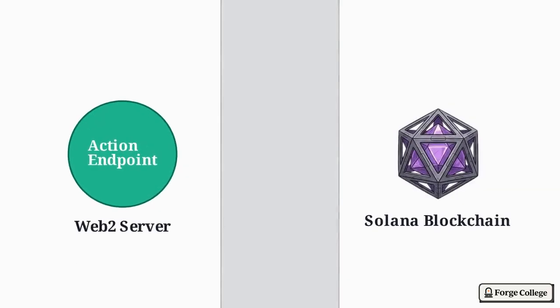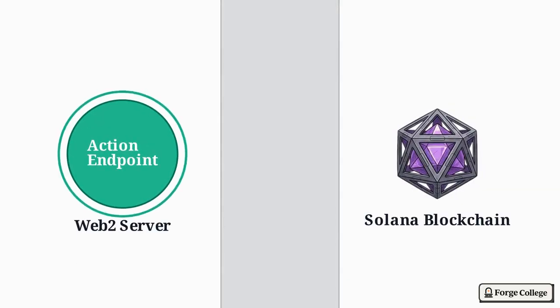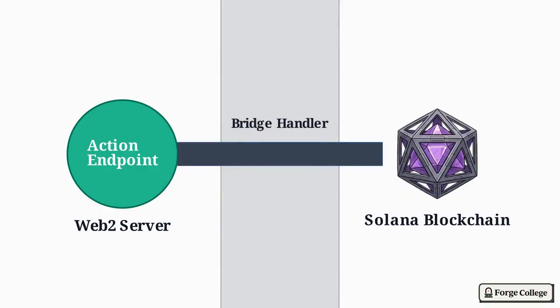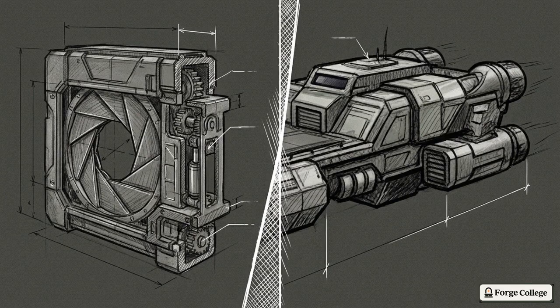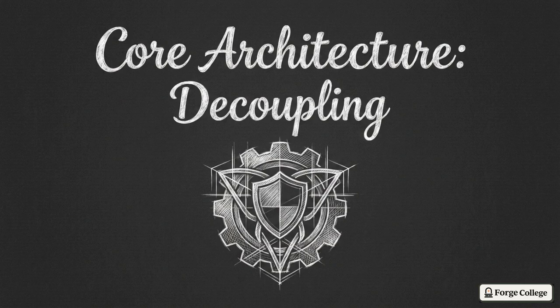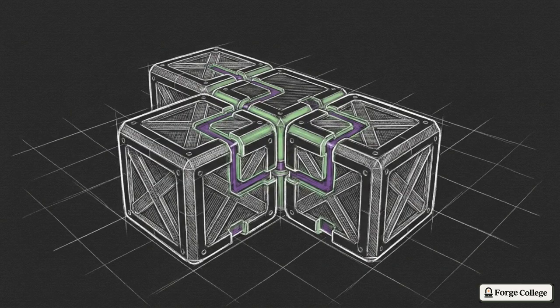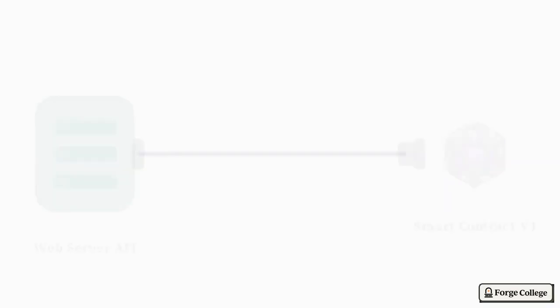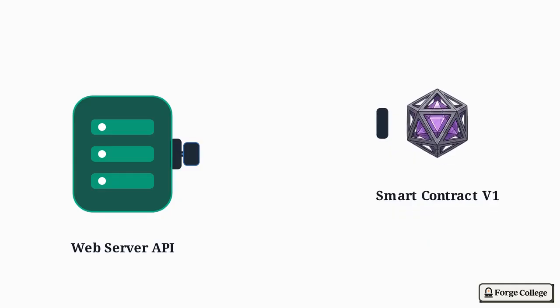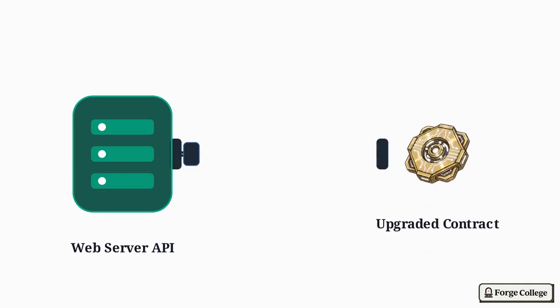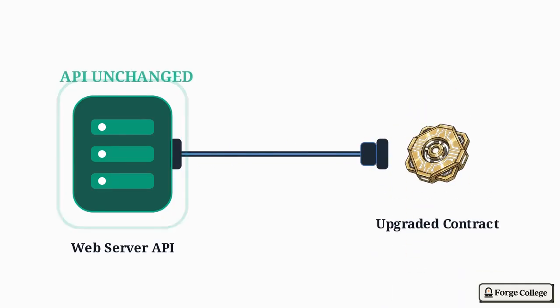Here is the most important part of this setup. The action endpoints at the front desk and the bridge handler at the loading dock are completely separate pieces of code. The receptionist does not drive the delivery truck. Separating how data is received from how it is processed is a core architectural principle taught throughout the courses at Forge College. It keeps your code clean, modular, and easy to test. Because the web server is physically decoupled from the blockchain integration, you could entirely swap out or upgrade your Solana smart contracts later without ever needing to change your web-facing API.